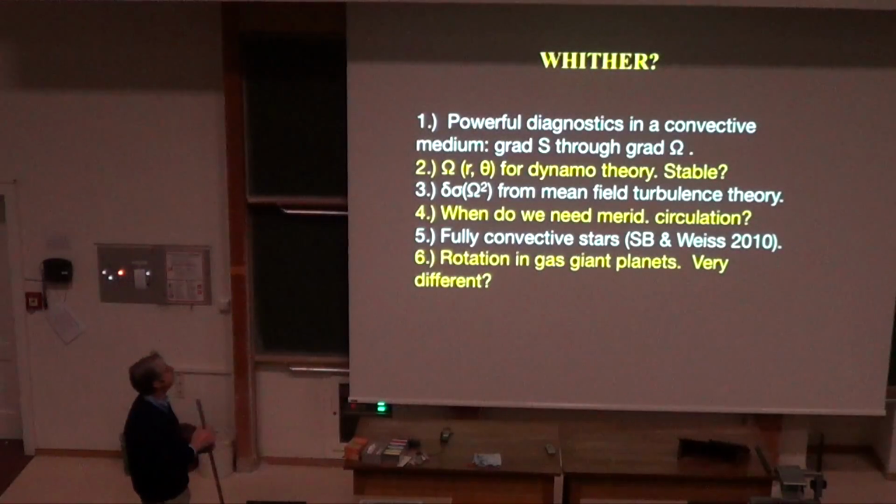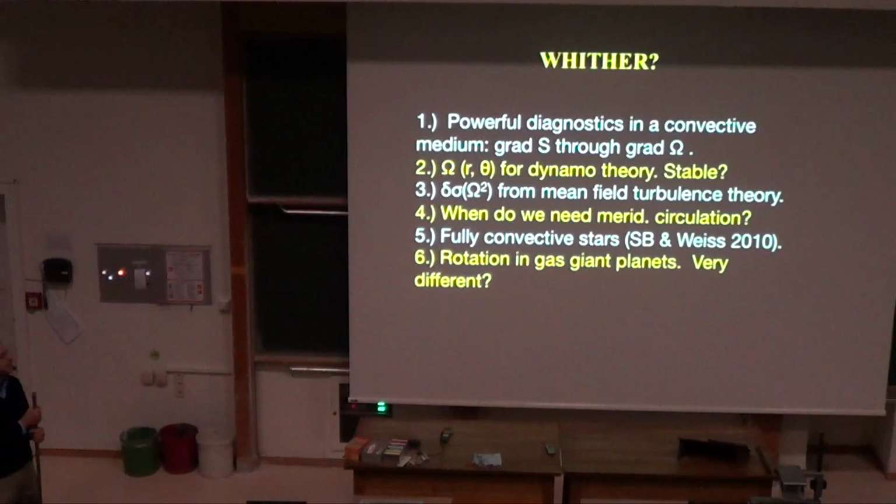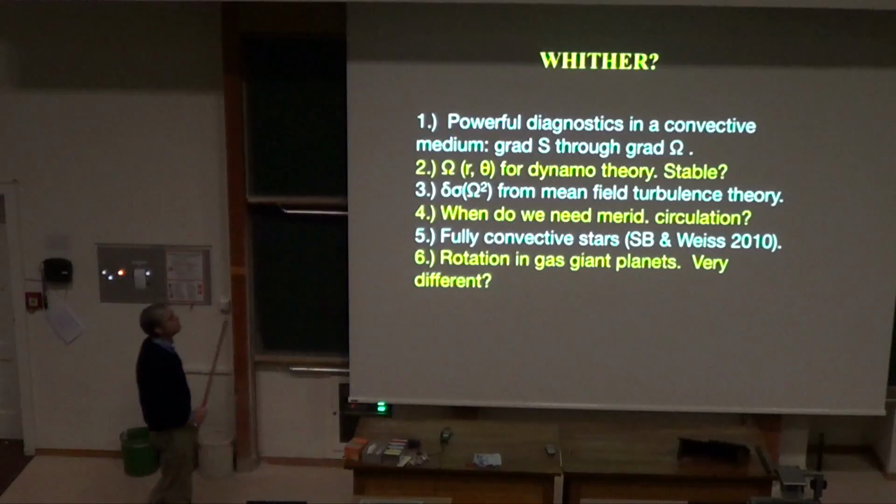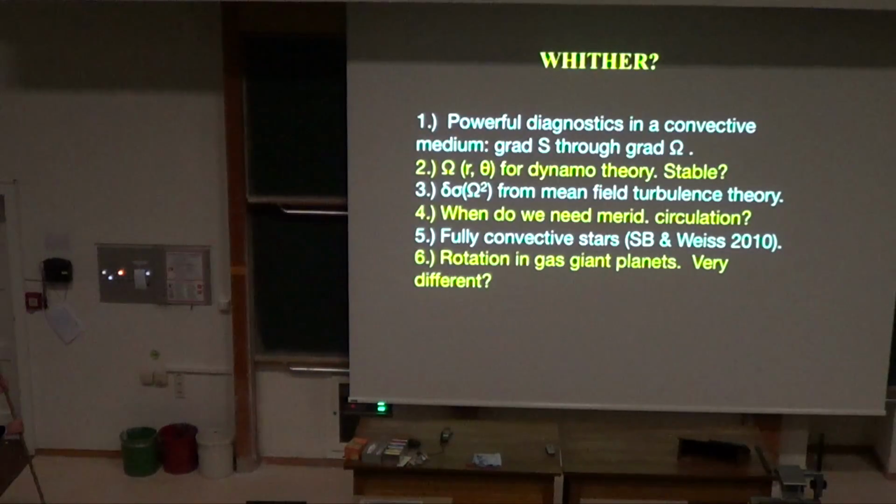Where do we go from here? Well, this is a powerful diagnostic. In a convective medium, we know how to relate entropy gradients now to angular velocity gradients. We know how to construct omega as a function of r and theta analytically, possibly for dynamo theories of the convective zone. We would like to know what this function is. My theory does not address that. So this is for people who like to do mean field turbulence theory. This is a well-posed problem for them. Can we relate the residual entropy to omega squared with an explicit function?